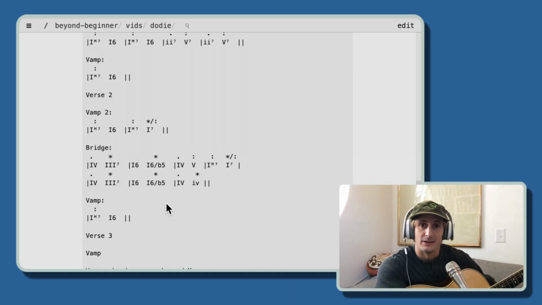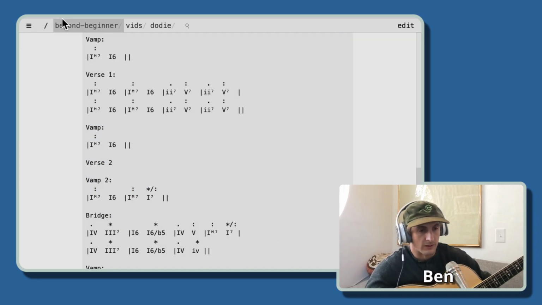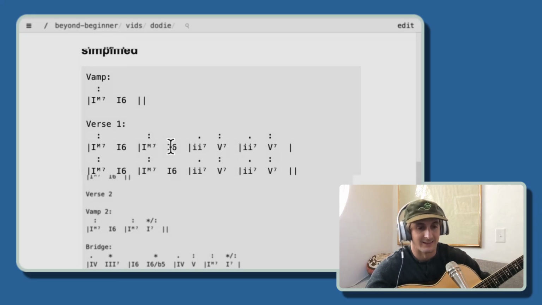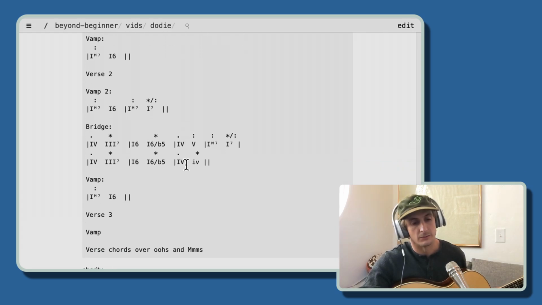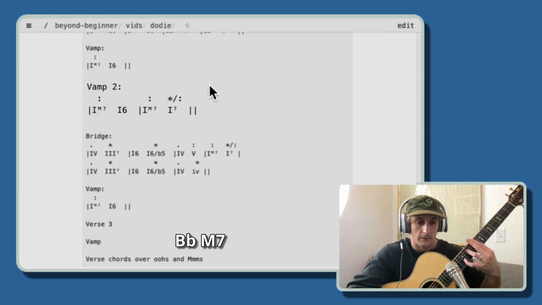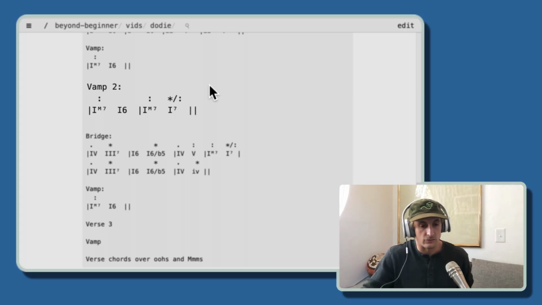Maybe we're back from a two-parter. Before we went over Dodie's U, we got through the vamp in the verse. Relatively straightforward, if not crazy intimidating. And now, to get into the bridge, we alter the vamp a little bit: 1 major 7 to 1 7. Let's take a look at what that's doing.